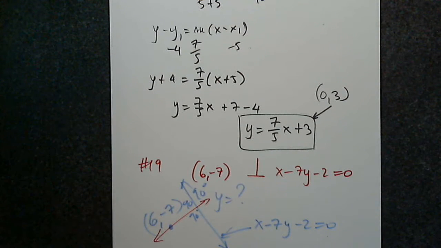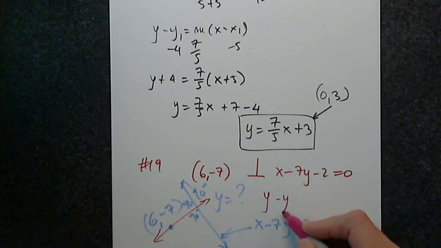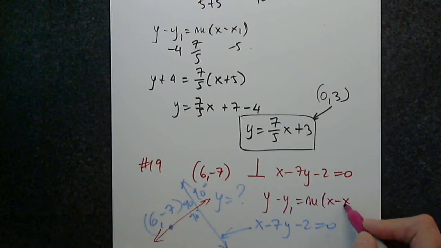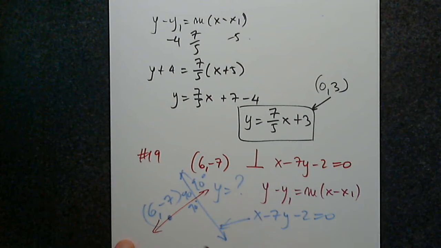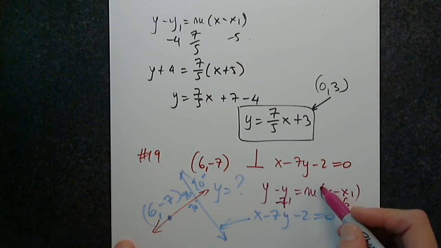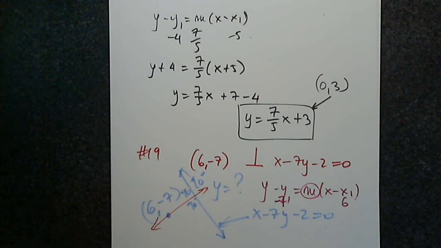I notice, first of all, that the point that is given is not the y-intercept. So I'm thinking of the point slope form. I do have x1, which is 6, and I do have y1, which is -7. But I am missing a piece of the puzzle, and the piece of the puzzle is the slope. So how do I find the slope?